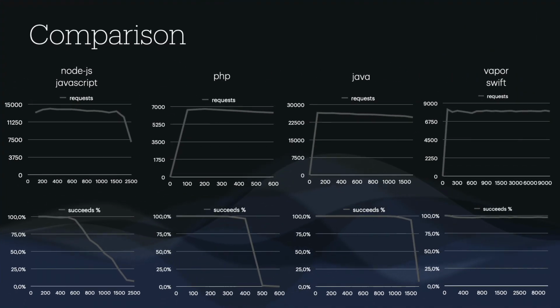So here's a little comparison. JavaScript handles quite a lot of requests. So you see here about 30,000 requests. And it drops down after 1,500 concurrent requests per second. But you see already that here, it already drops a lot of packets. You don't get any answer. PHP is also pretty good, but drops already at 400 concurrent requests per second.